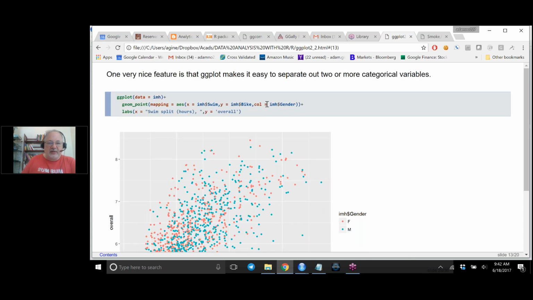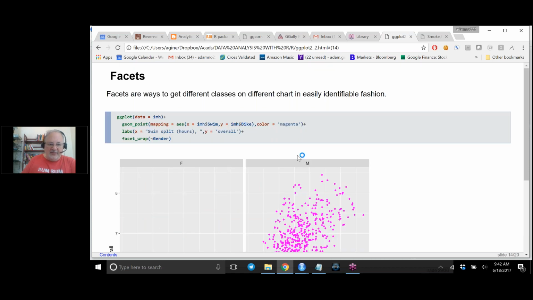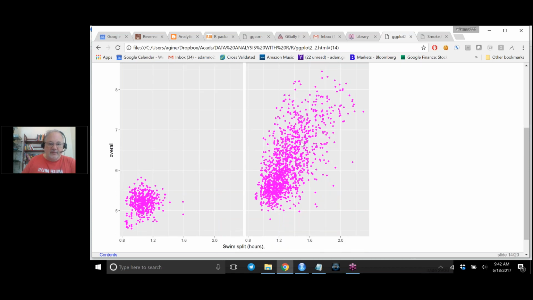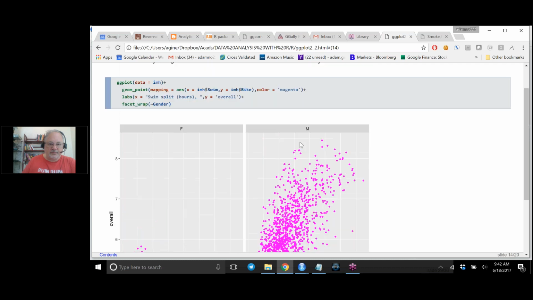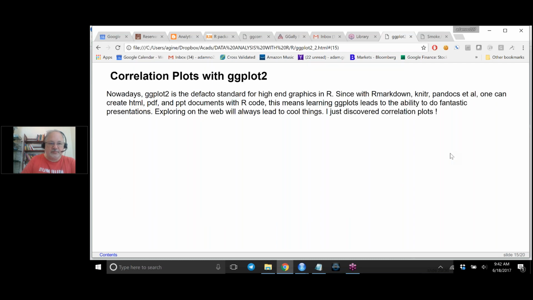So in this case, I have the categorical variable gender, right? And I created a scatter plot with the genders, male and female, separated by color. If I do facet, it'll create separate charts. So here's a chart for the females, and here's a chart for the males. Okay, so it allows you to do that, and this is very good for analyzing data.